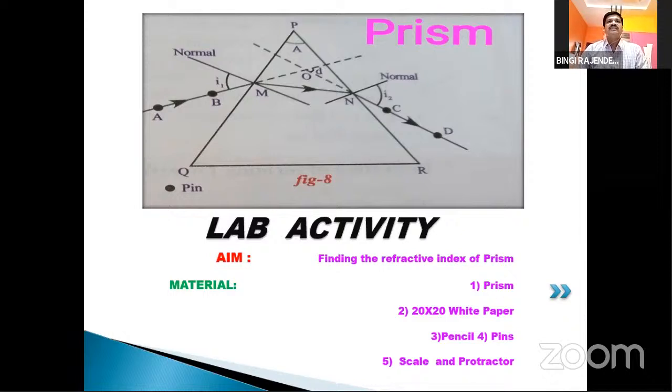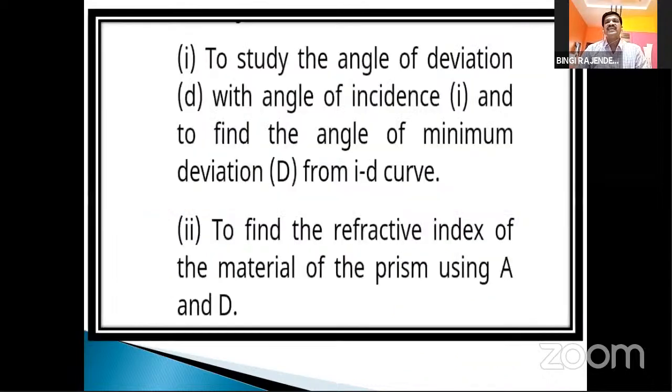In the aim, there are two main components. One is to study the angle of deviation with the angle of incidence, and to find the angle of minimum deviation from the I-D curve. The other is to find the refractive index of the material of the prism using A and D.